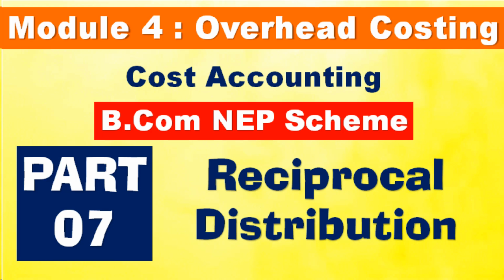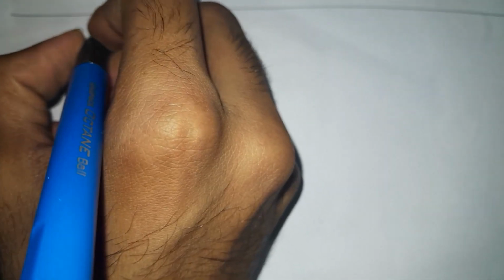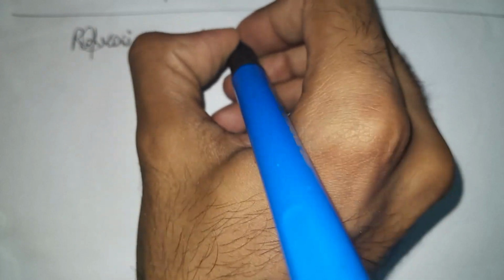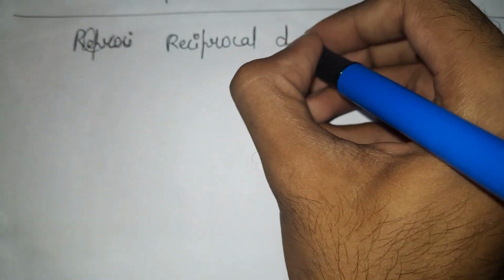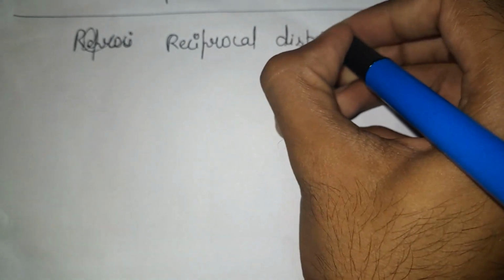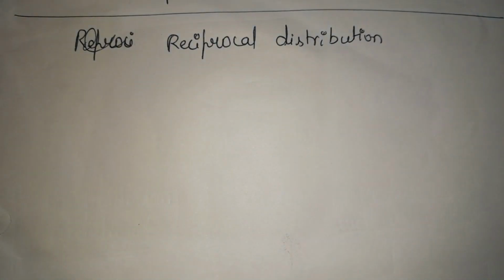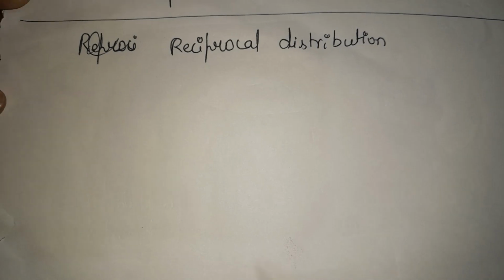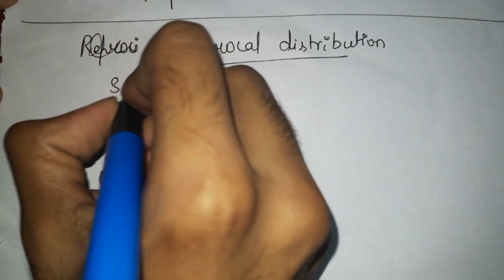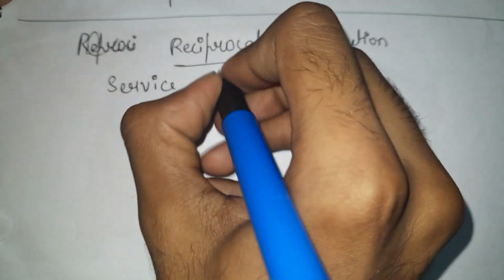From this video we will be seeing the reciprocal distribution. So what does this reciprocal distribution mean? Till now we saw when the service departments are independent, but now the service departments are dependent.